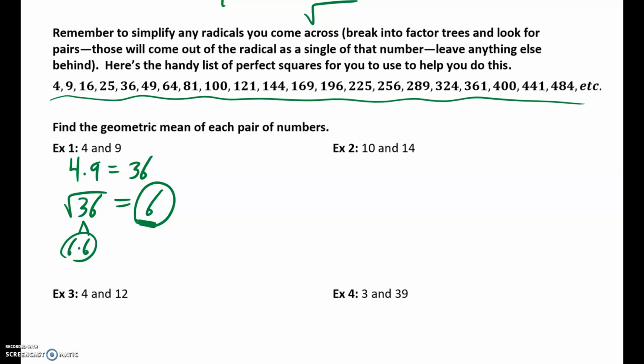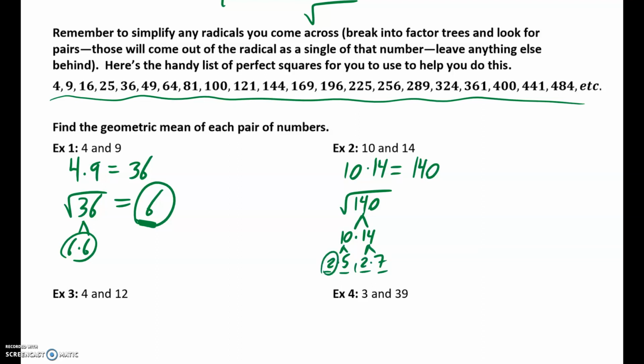All right, how about 10 and 14? So I take 10 times 14, I get 140. And now we're going to square root 140. Now, this is a little bit of a problem because 140 is not on this list. It's not one of our perfect squares. So we need to break it down. So let's see, 140. Obviously, you could just break it down like you just did, 10 and 14. 10 is 2 times 5. Those are both prime numbers, so I'm done there. 14 is 2 times 7. Those are both prime, so I'm done there.